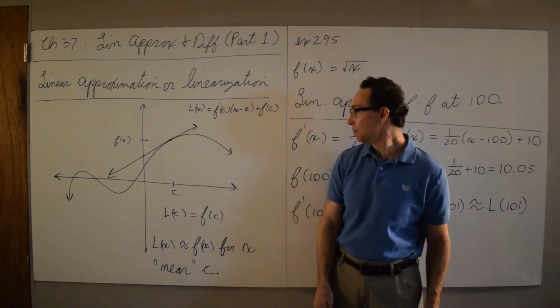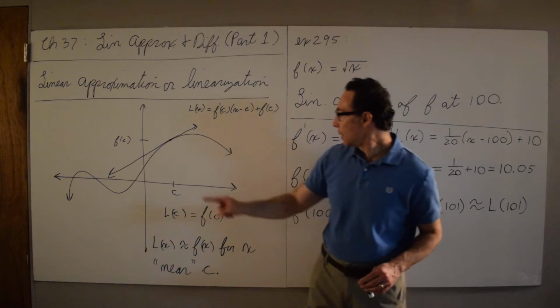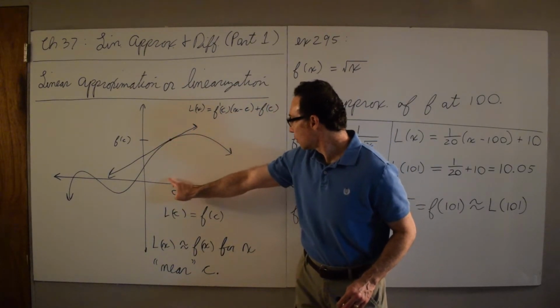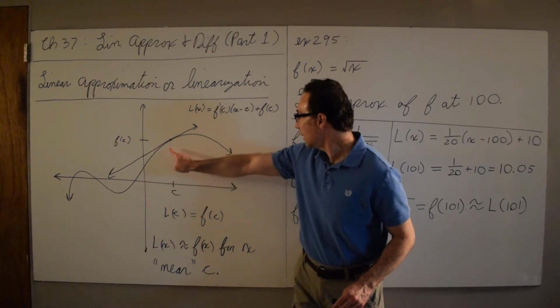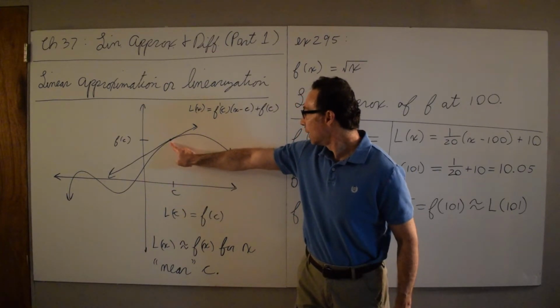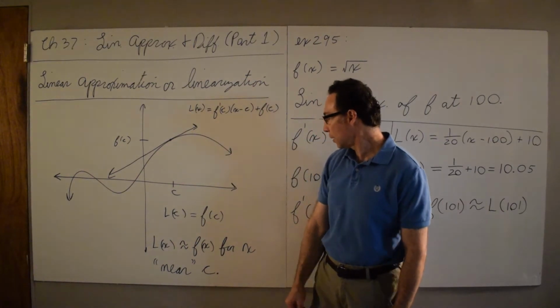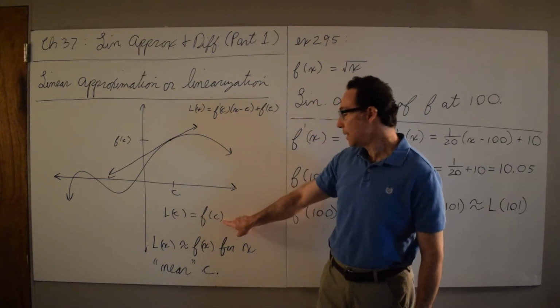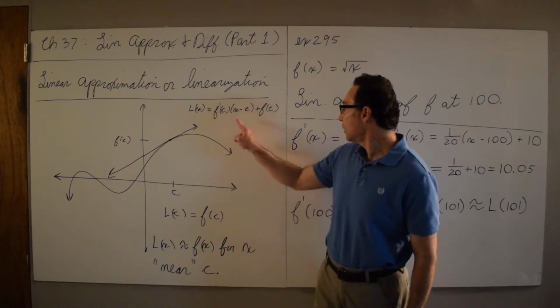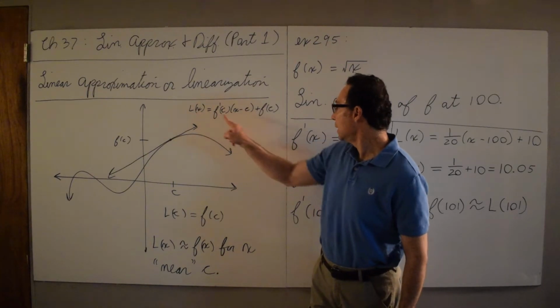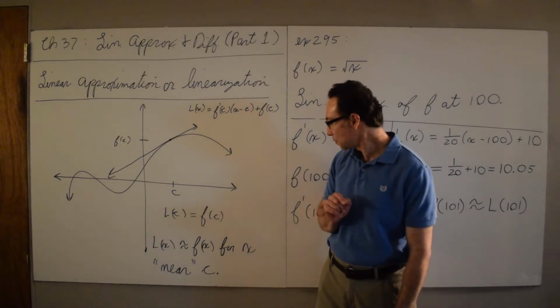Why do we care about it? We care about it because when you look at the tangent line right here, when some point x is very close to c, then f of x and L of x are close to each other. And if you look at this, you'll notice that L of c is equal to f of c. So at c, they're the same. If you substitute c for x right here, then you'll have L of c is equal to f of c.